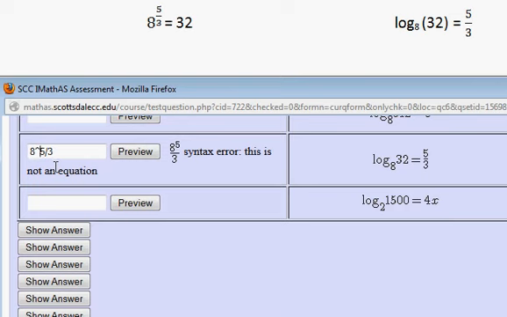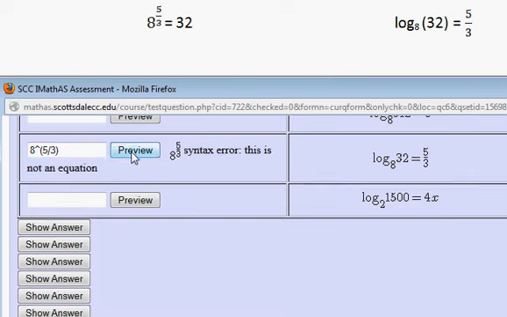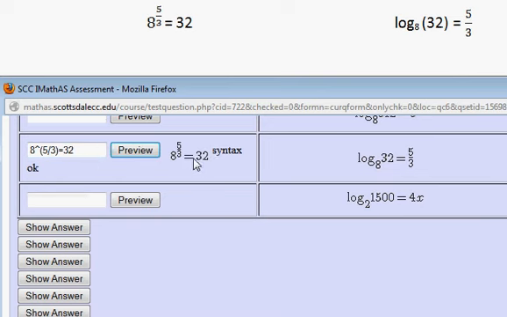So I'm going to put this in parentheses, and I'm going to hit preview. It's going to still give me a syntax error because I have not written an equation, but you can see it's still 8 to the 5/3, which is correct. So I'm going to type in equals 32, hit preview, just to make sure that it looks exactly like what I have here, and it says syntax okay.